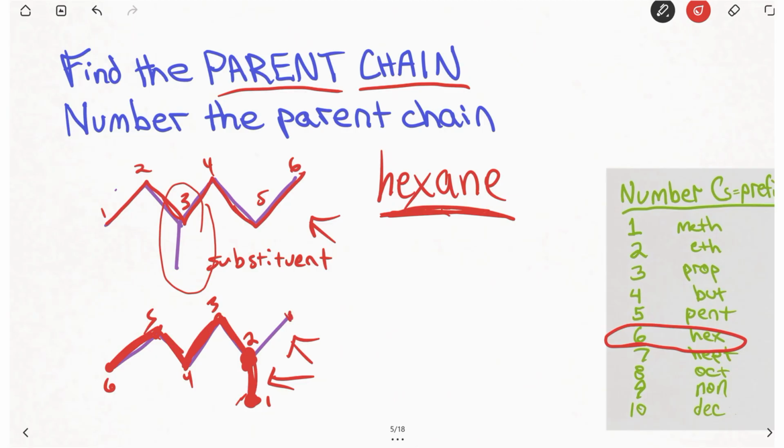Okay, so we know it's got 6 carbons in the chain. We know that 6 gives the prefix of hex. We can see that this is all single bonds, so we know it's going to end in ane. So this is another hexane. And we'll get back to what we're going to do with these substituents in a minute.